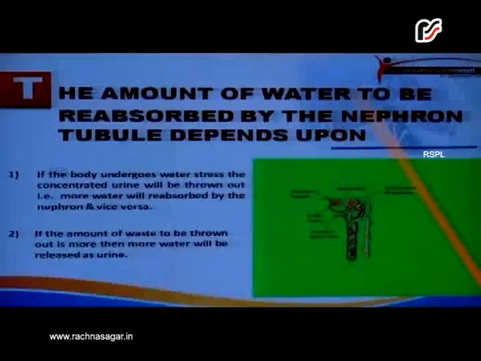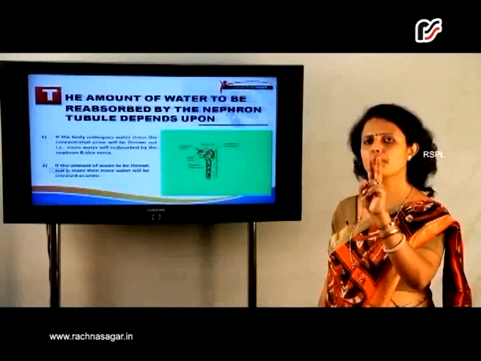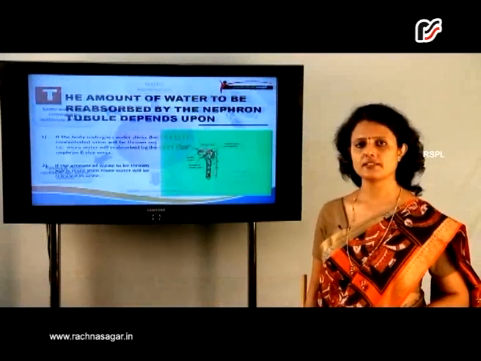The amount of water to be reabsorbed by the nephron tubule depends upon two major factors. Let's refer. If the body undergoes water stress, concentrated urine will be thrown out, that is, more water will be reabsorbed by the nephron, and vice versa. If the amount of waste to be thrown out is more, then more water will be released as urine.